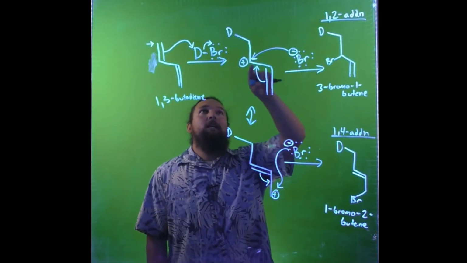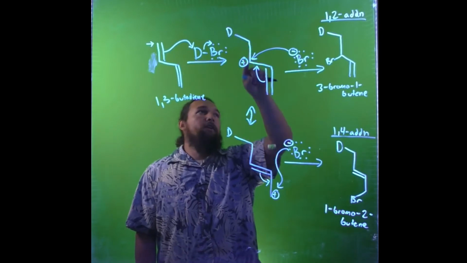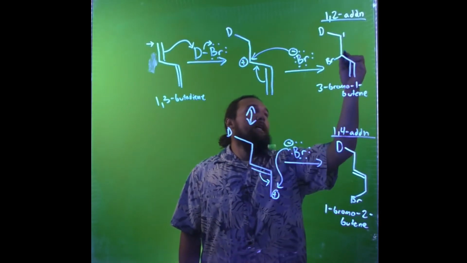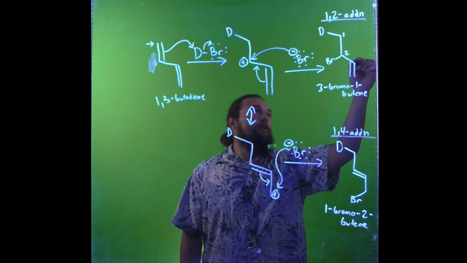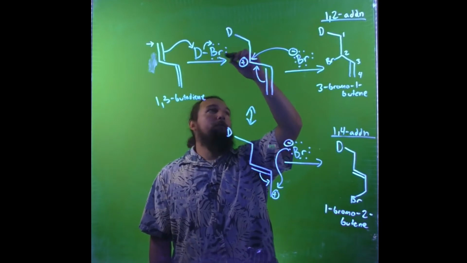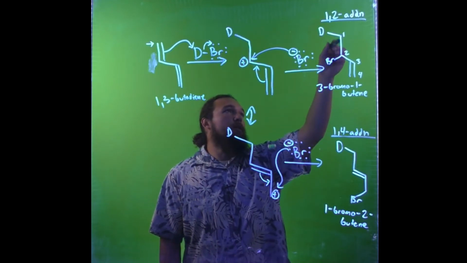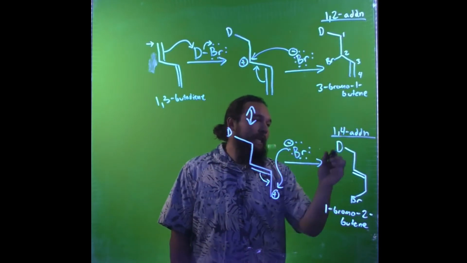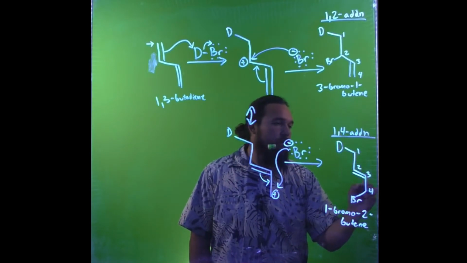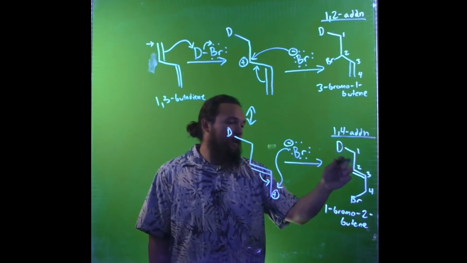If we look at this, the position where the deuterium is at, we're going to call position 1. So this is position 1 here. We'll number the carbons 2, 3, and 4. And as you can see, the deuterium and the bromide add at positions 1, 2, so we call it the 1,2 addition. In this one, deuterium adds at position 1, and bromide at position 4, so you can see we get the 1,4 addition product.